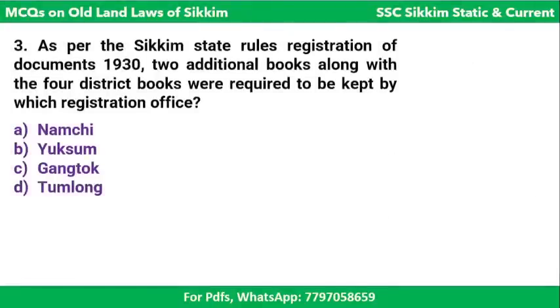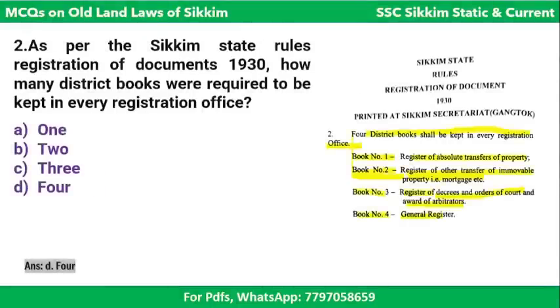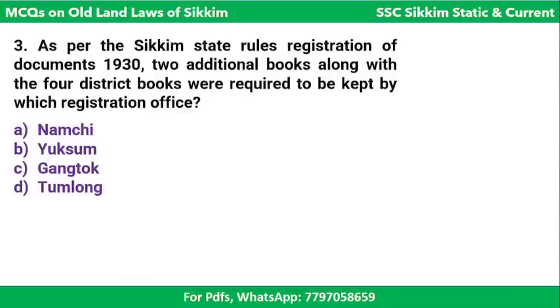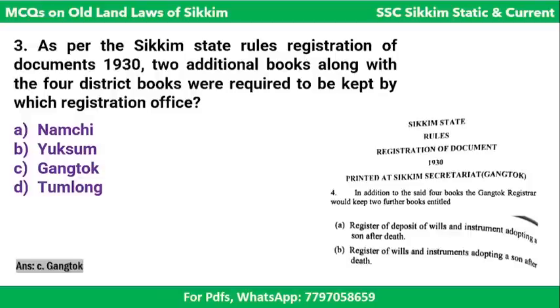Next, as per the Sikkim State Rules registration of document 1930, 2 additional books along with the 4 district books were required to be kept by which registration office? We just saw that this registration office needed to keep these 4 books, right? But then there is one registration office in which apart from these 4 books, 2 more books or the 2 additional books were required to be kept. And which registration office is it? It is obvious to us that it is Gangtok. And which are the 2 additional books which were required to be kept? They are register of deposit of wills and instruments adopting a son after death, and register of wills and instruments adopting a son after death. Okay, so this is it.